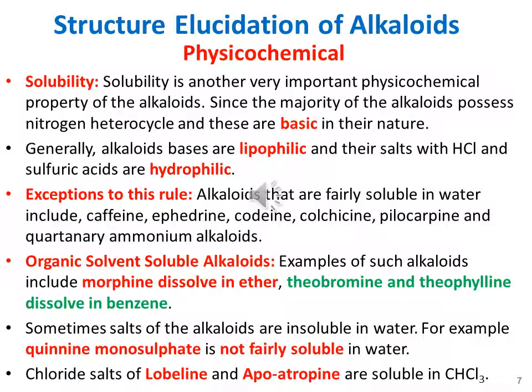It gets dissolved in water, but it is not fairly soluble in water. Chloride salts of lobeline and atropine are soluble in chloroform. So when you are checking the solubility of an alkaloid, you must be very careful. This anomalous behavior of the alkaloids is because of the presence of many different types of functional groups in the alkaloid structures, which give the properties of solubility towards a particular solvent to the alkaloid. So you should be careful.